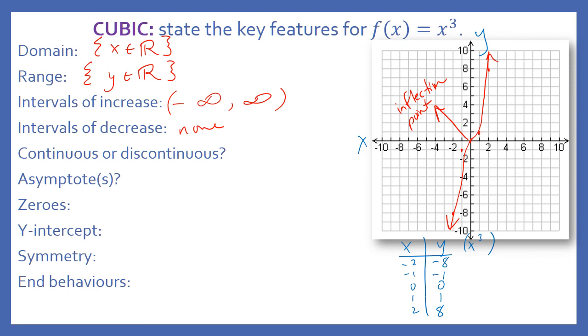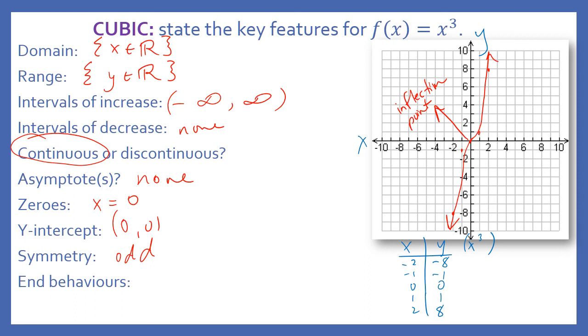Are there any breaks in your graph? No. So therefore it is continuous. Asymptotes, none. Zeros, crosses at 0. Y-intercept, same thing, 0, 0. Symmetry, this is odd. So not a mirror image, therefore not even. If I reflect the right side down and across, I get the left side, therefore it's odd.